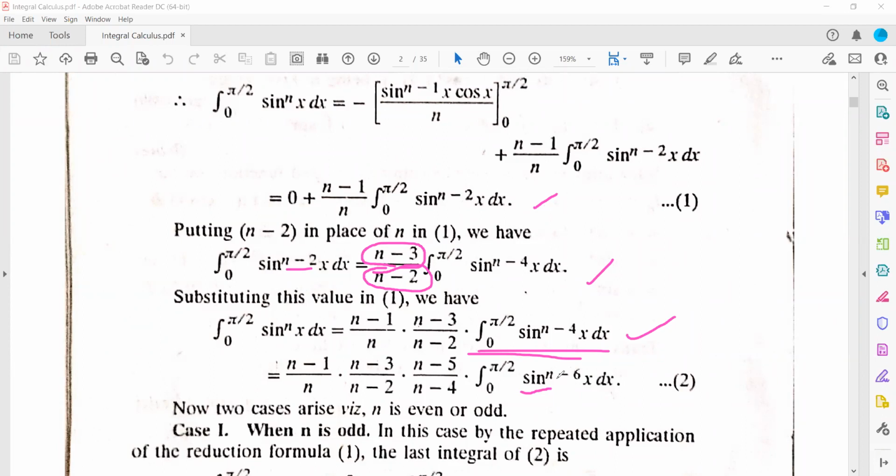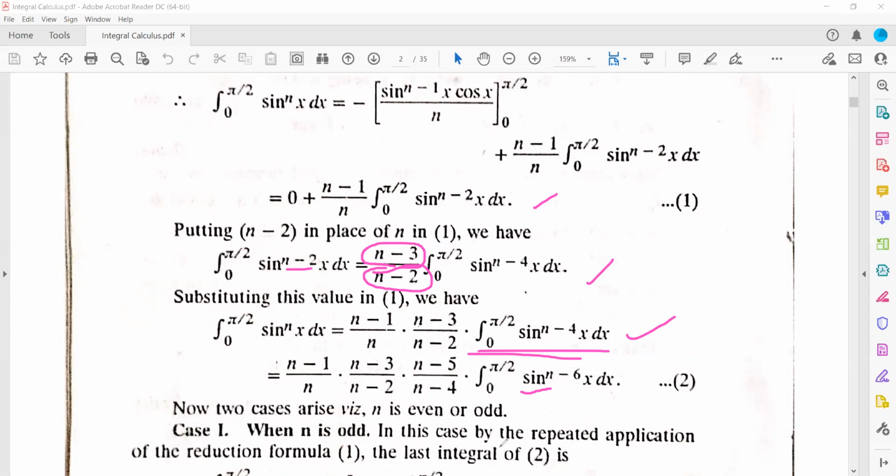What will be the two cases? One case will be if n is odd, or n is even. The two cases will arise. For n even, your formula will be different. And if n is odd, then your formula will be different. Because if you give the value of n as even, then the power of sine in the last term will be different, and if you give n as odd, then in the last term the power of sine will be different.